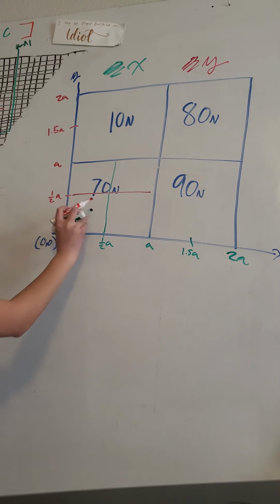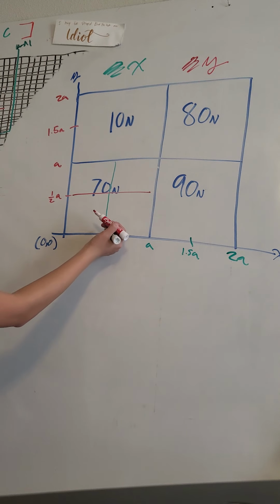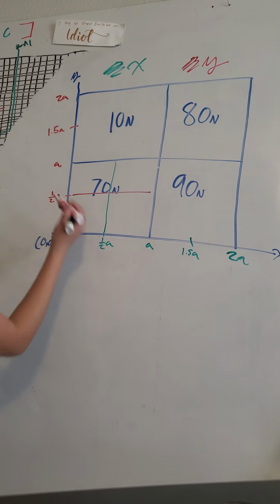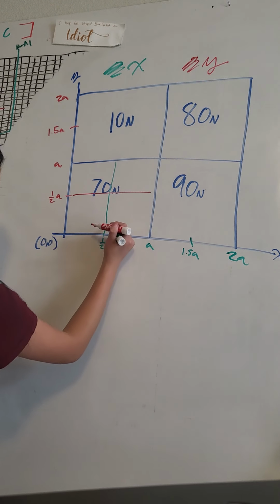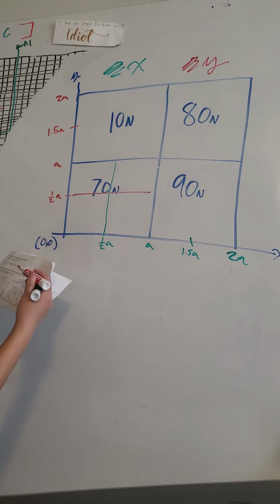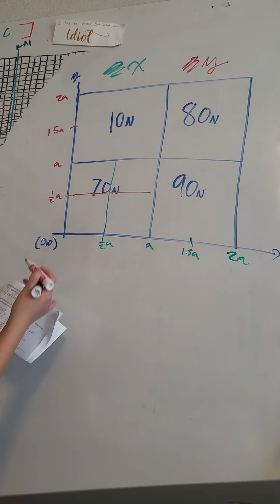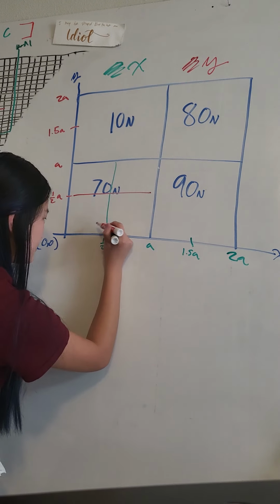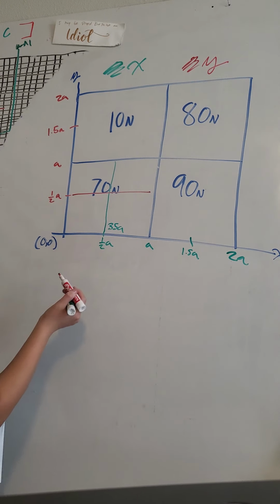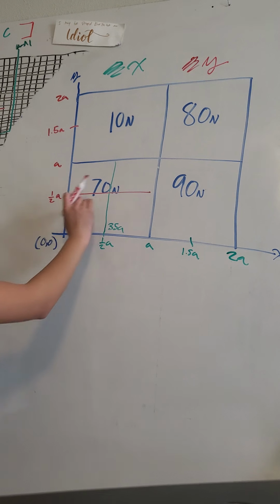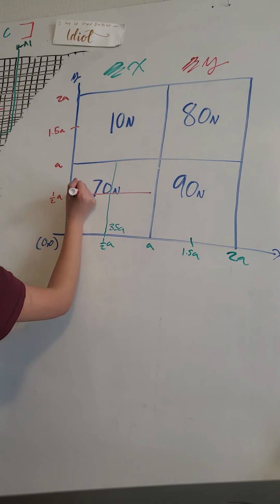Okay, so we have the green and we have the red, meaning for the x value of this, it's simply going to be 1.5 times 70. So 1.5 times 70, I believe, is 105a. And then as for the y value here, it's going to be 1/2 times 70. Again, that's going to be 35a.